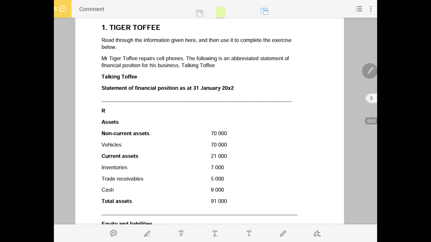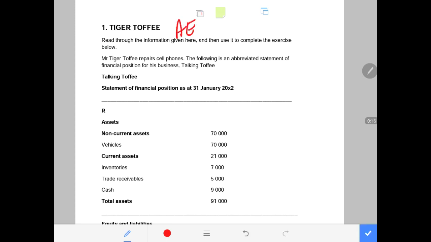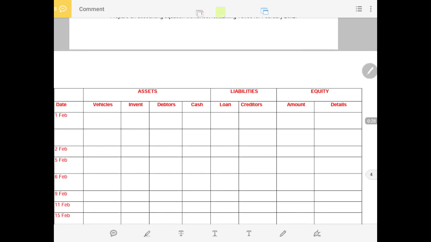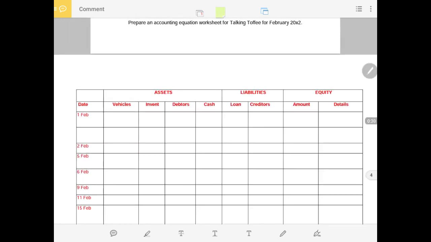Good day, good students. Once again, I will be doing the question on Tiger Toffee, and the topic is still accounting equation. I want to first show you that I have provided once again for you the template as an answer sheet to respond to this question.